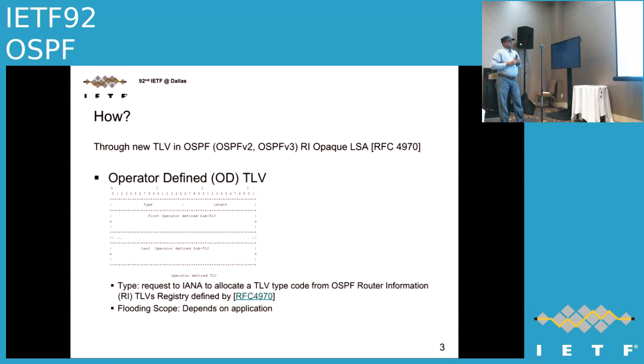So what it does is it creates a structure to advertise this information, which is driven through local policy. What we are requesting in this draft is basically to assign a type from the IANA registry, from the OSPF TLV registry as defined in RFC 4970. And the flooding scope depends on the application. It can be link, area, or domain. Next slide, please.